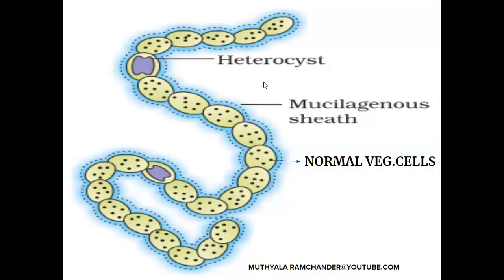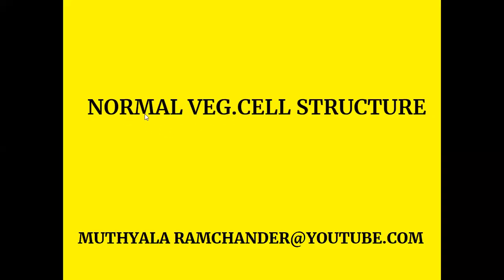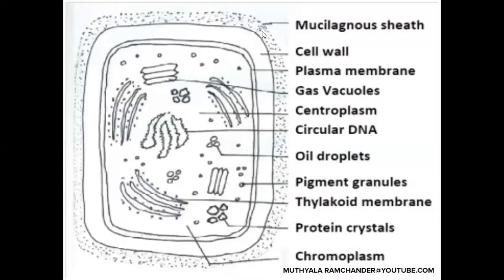The cyanobacteria contain bacterial characters and, at the same time, algal characters. So they belong to Myxophyceae or Cyanophyceae, also called cyanobacteria. Now we discuss the normal vegetative cell structure of cyanobacteria.